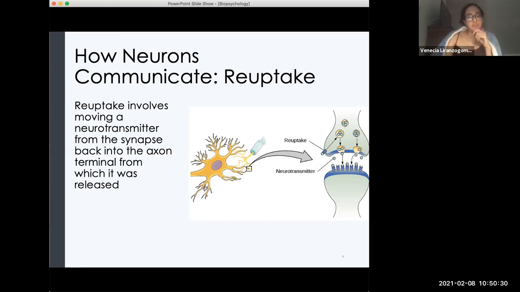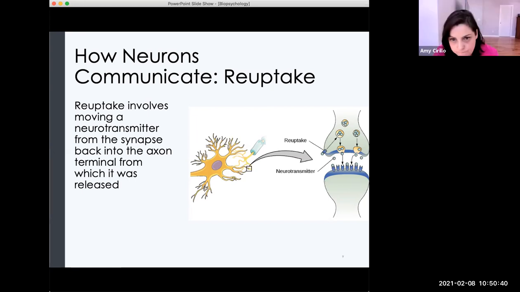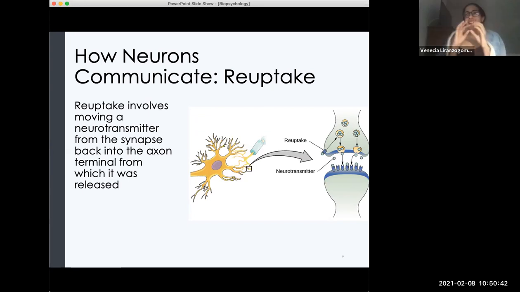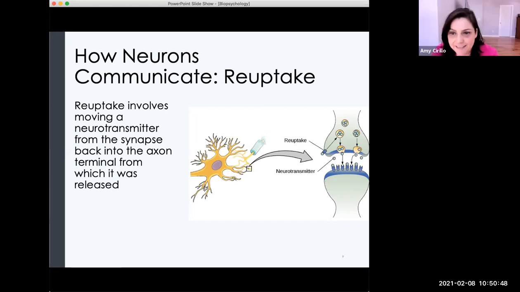Professor, I have a question. Uh-huh. So what happens if there's no reuptake or there's not binding into receptors? I'm sorry, but like in between the space in the postsynaptic space, what happens there? If they stay in the synapse?